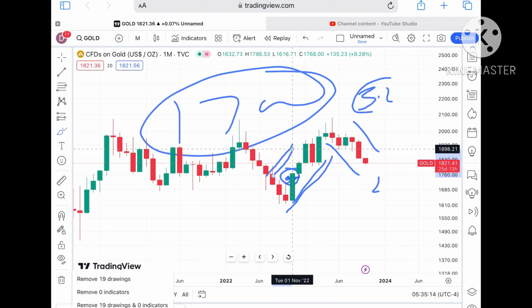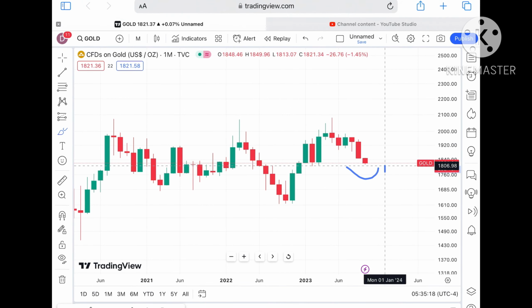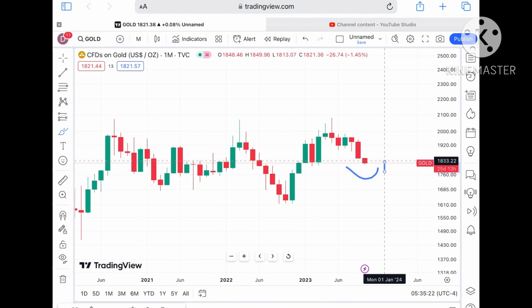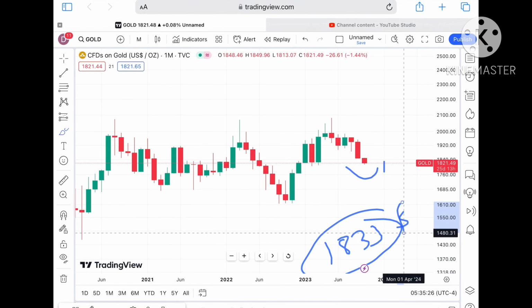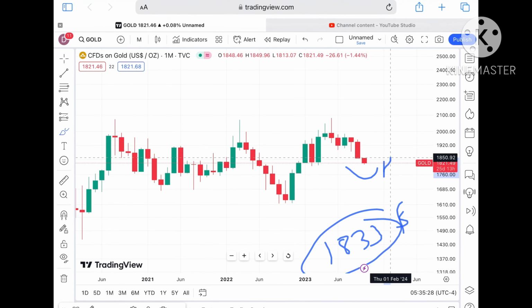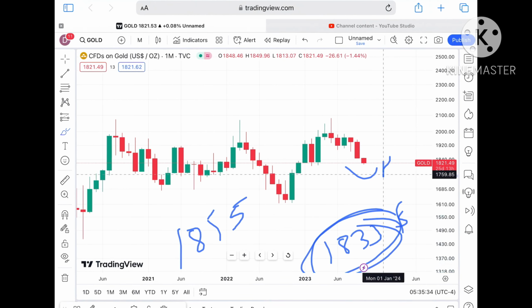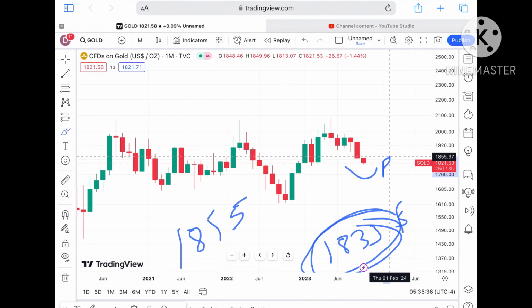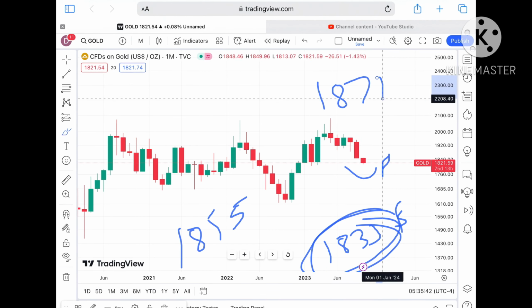So suppose the price sustains this level, if it forms a swing at this particular level and moves above this particular level, we can see it can touch a level of around $1833, which is already a weak resistance. So chances are high it will cross that level, and a further upside we can see towards 1855 after 1833. Once the price moves above that particular level, then we can see it will go further upside, and chances of touching a level of around $1871 we can see.